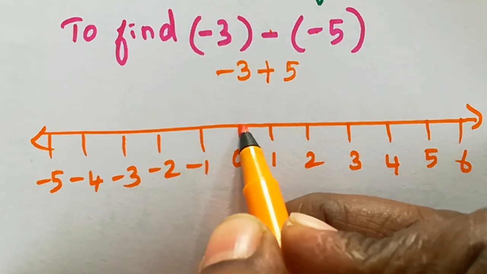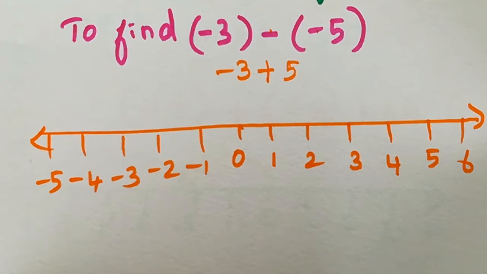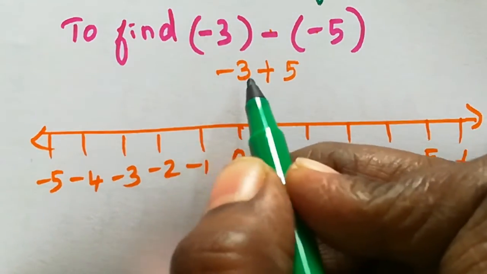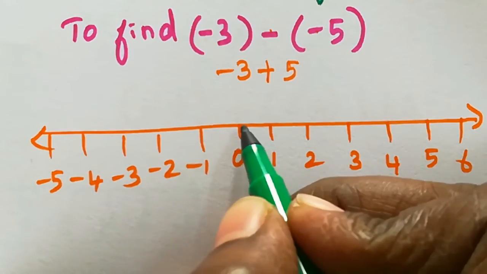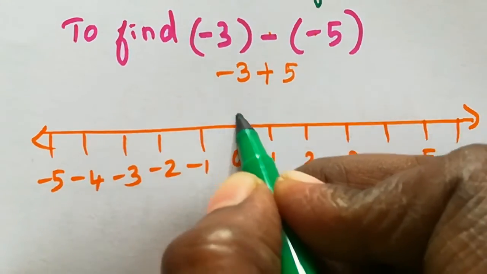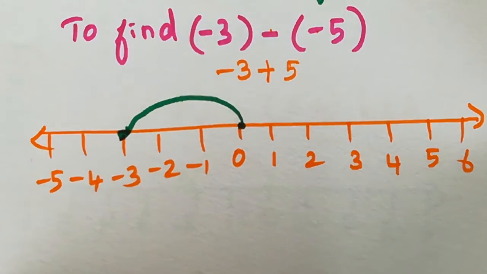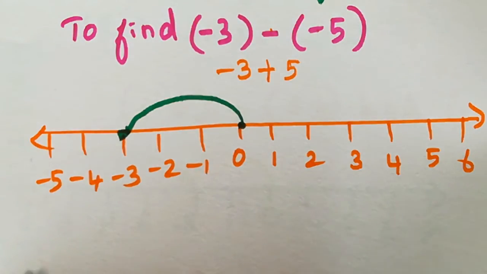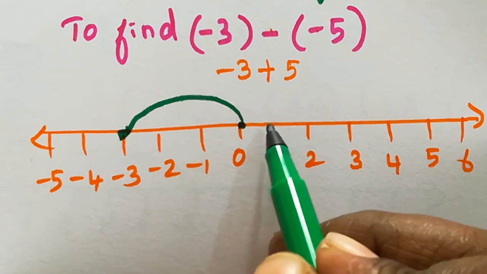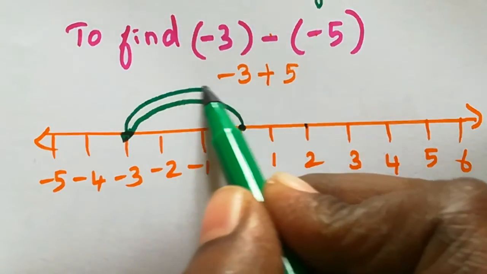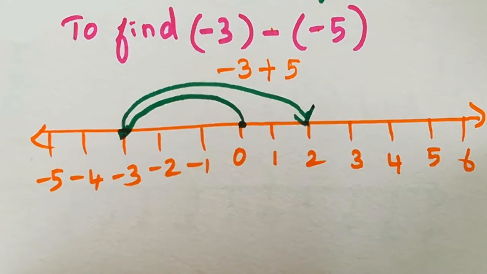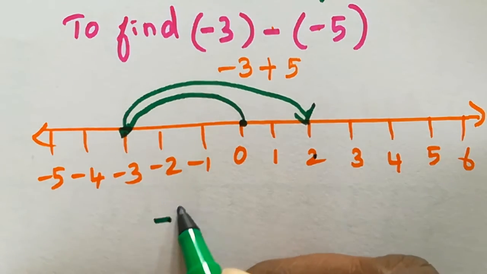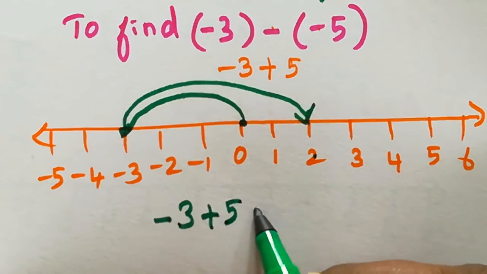From 0, we have to move 3 places, towards the left. Minus means you have to move to the left side. So from 0 we move 3 places. Yes, we reached minus 3. Then plus 5. Plus 5 means we have to move towards the right side. So 1, 2, 3, 4, 5. So we come back. Where did we reach? At 2. So minus 3 plus 5 is equal to 2.